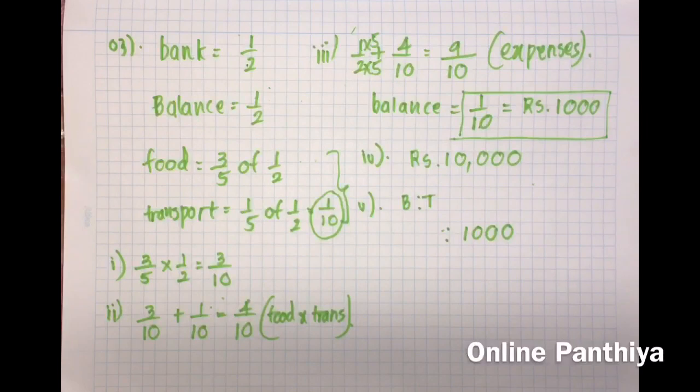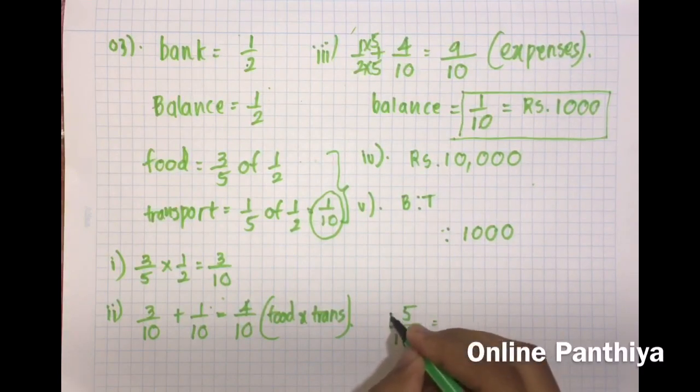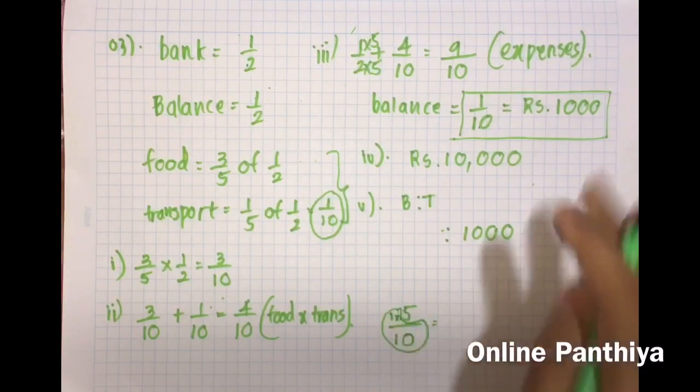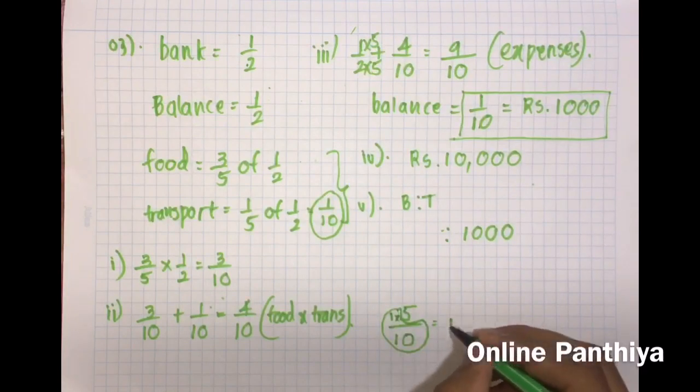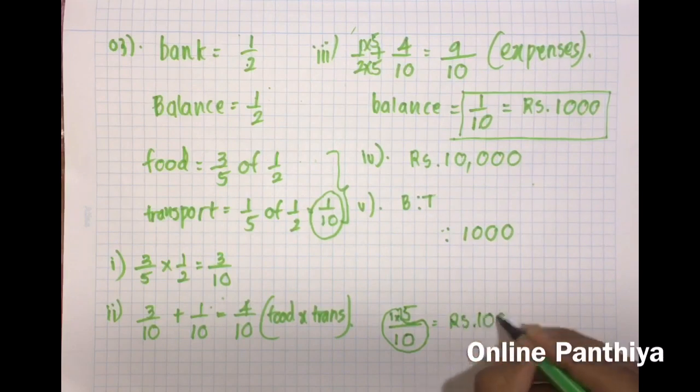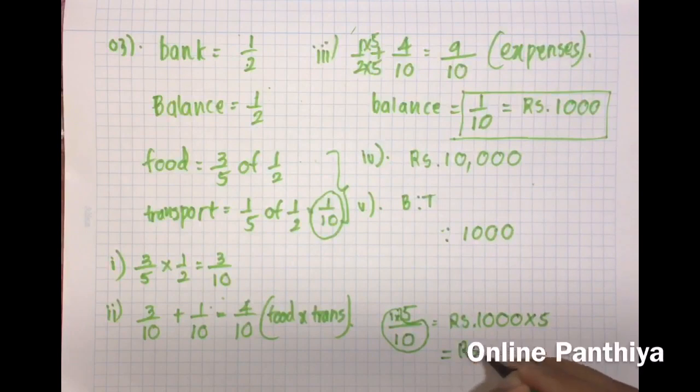Therefore, you should know the answer for 5 out of the total 10 parts. So you have to find out, how do you find 5 over 10? It is like 1 over 10 multiplied by 5. Since you know this amount is equal to 1000 rupees, in order to get 5 over 10, you have to just multiply by 5. So you multiply 1000 by 5. So how much is it? It is equal to 5000.